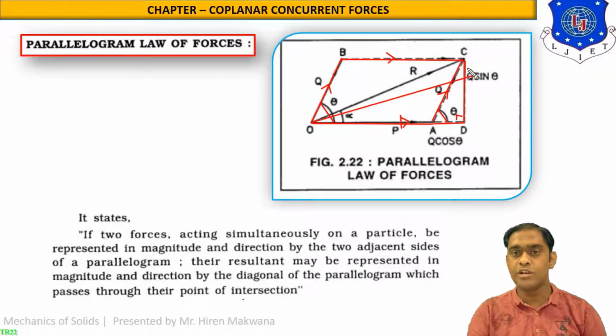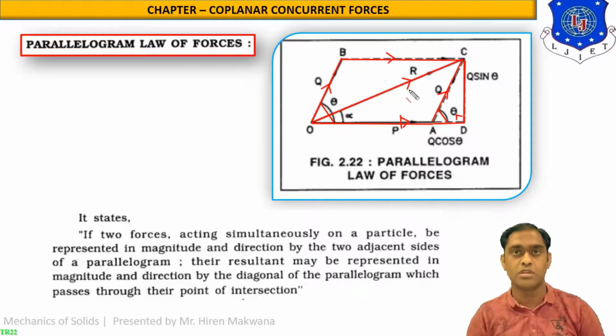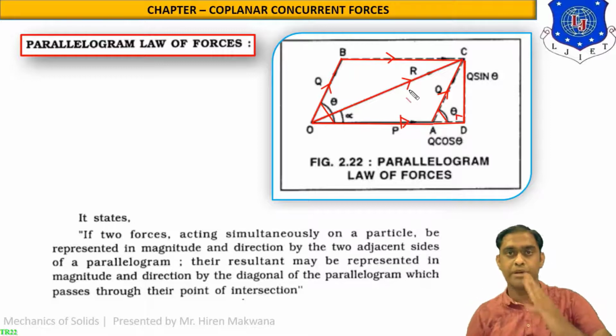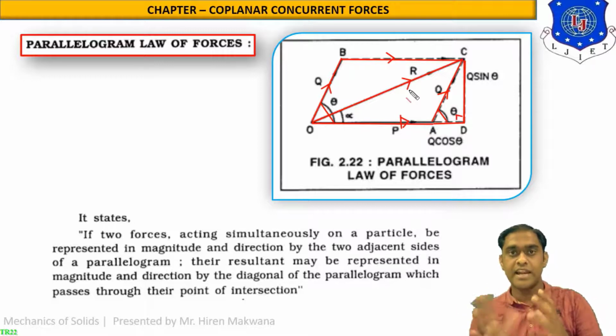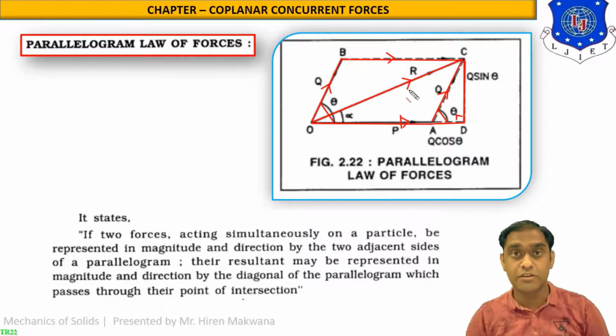Then the diagonal will be represented by R. R is the resultant force. Resultant force means effective force, the net effective force of P and Q. Suppose P will be 100 kilonewton, Q will be 20 kilonewton. Then what is the net effect of these forces on point O? It will be going in this direction, and then it is known as the resultant force.